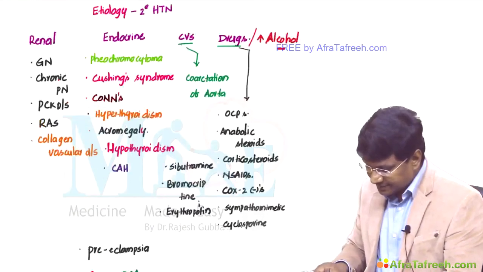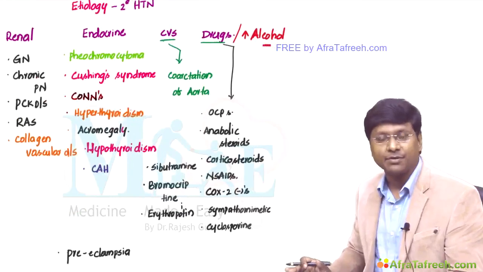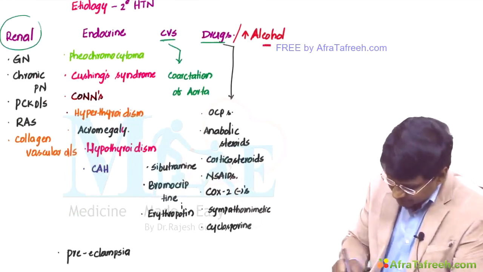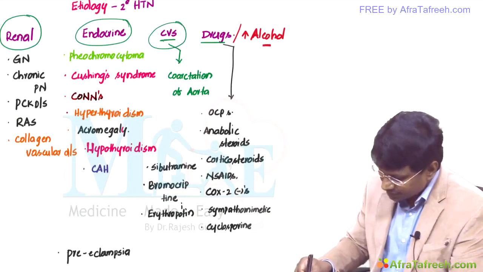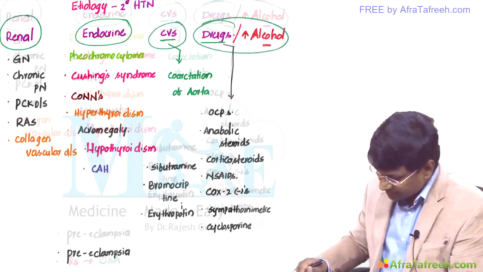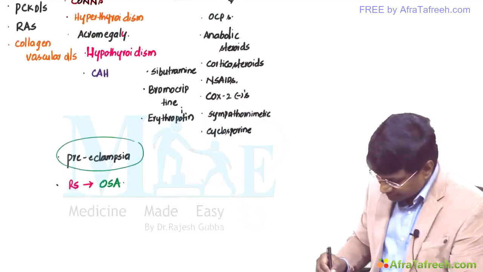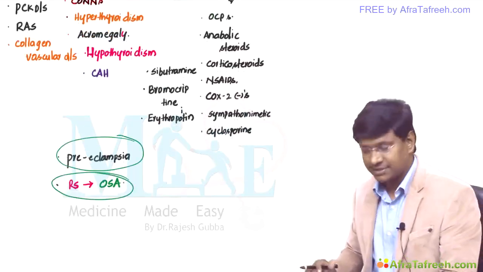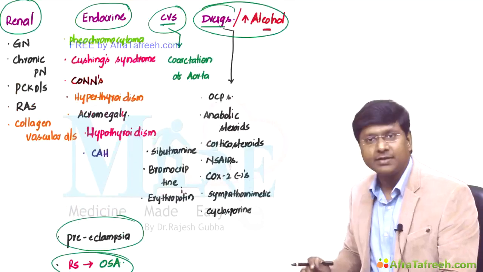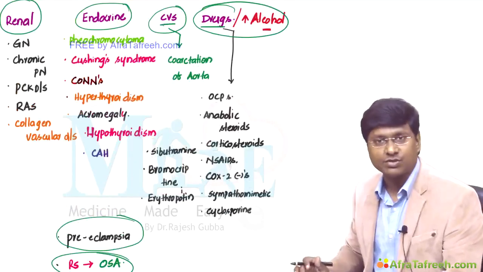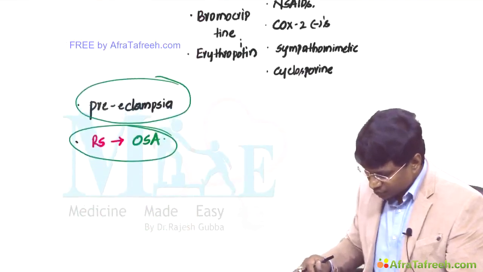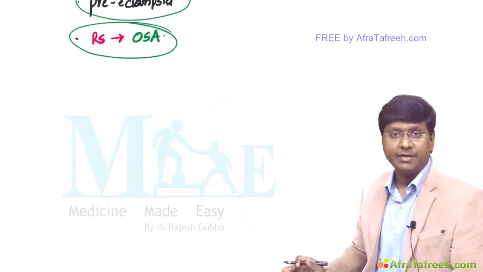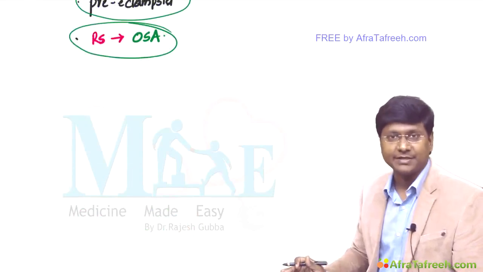So what do you mean by the word secondary hypertension? There is an underlying pathology. It might be renal pathology, or endocrine pathology, a cardiovascular pathology, or drugs and excessive alcohol consumption, or during pregnancy, or in patients with obstructive sleep apnea. So these are all the clinical conditions for secondary causes of hypertension. But remember, what is the most common cause for hypertension? The most common cause will be essential or idiopathic hypertension.